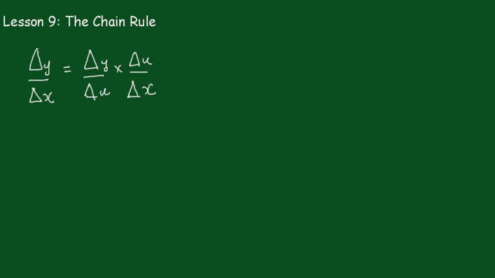Lesson 9, the chain rule. Now, delta y on delta x is the change in y of the change in x. That can be expressed as the change in y of the change in u times the change in u of the change in x, because this is just like a fraction. But these could cancel out and you're back to delta y and delta x.